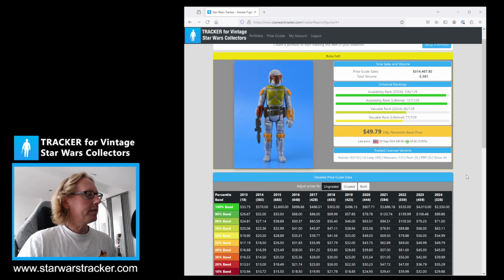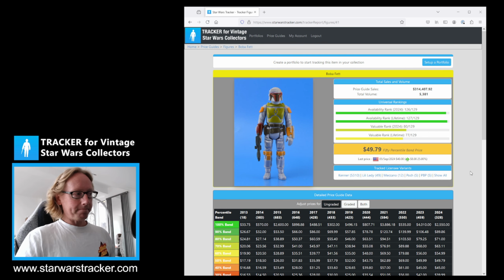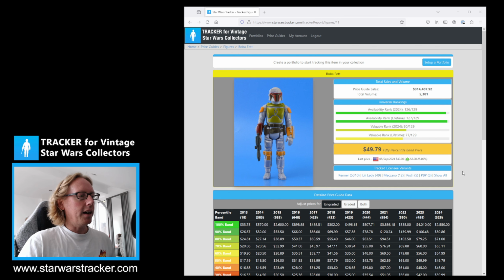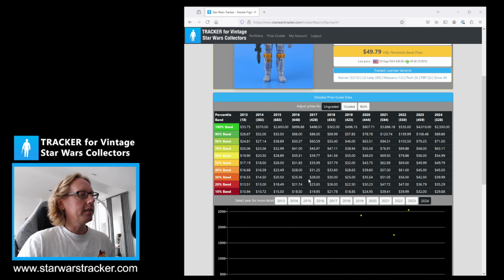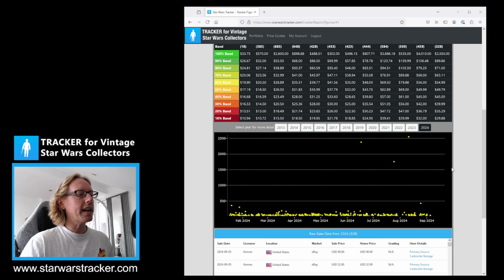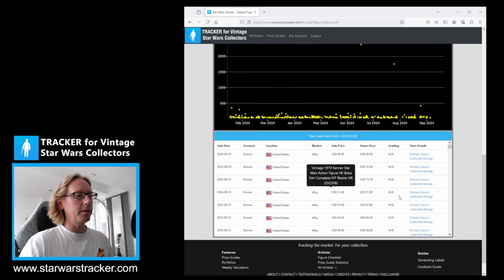Okay, so that's the full pricing details screen in Star Wars Tracker, and all the price guide entries follow this same template of having overall statistics, a reference picture, then the percentile band table, and then the scatter chart, and then the bottom level, low level raw data view of things.